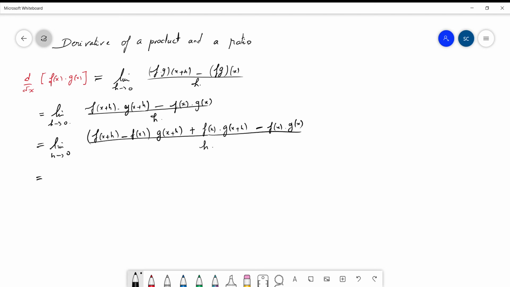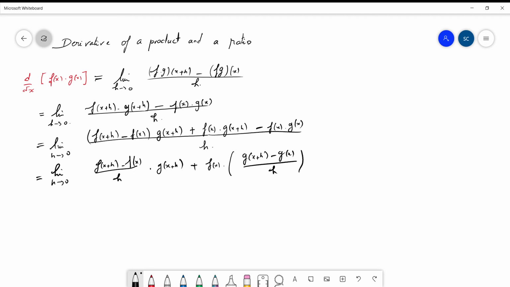Now you see here I can separate. I see my derivative for f appearing, times g(x+h). Then for the other remaining terms, I see that I can put f(x) as a common factor. So it will be plus f(x) as common factor times the remaining term, g(x+h) minus g(x), over h.